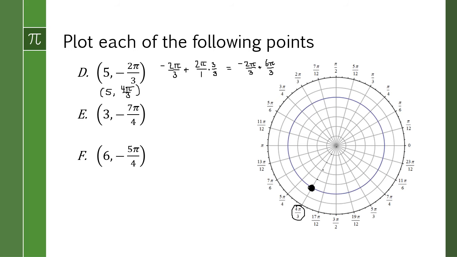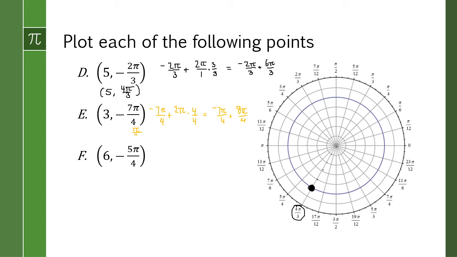Another example where the angle is negative, I've got an angle of negative 7 pi over 4. Again, anytime you have a negative angle, the first thing you would do is add 2 pi to that. So you have one full revolution around the circle. And that would be the same as adding 8 pi over 4. We multiply top and bottom by 4, so we've got negative 7 pi over 4 plus 8 pi over 4. So that's going to be equivalent to 1 pi over 4.